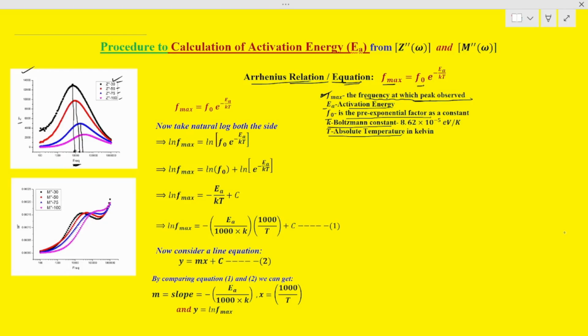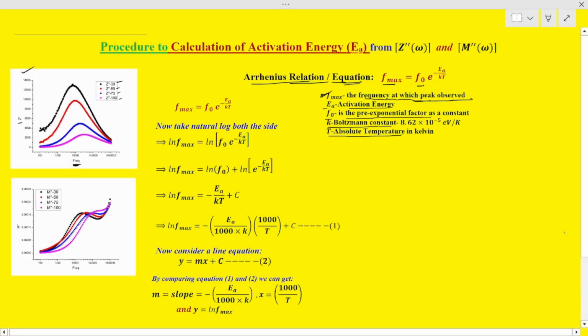Likewise, if we consider M double prime data, here we observe the peak. For this peak, this is the corresponding frequency. For the red one, this is the corresponding peak frequency somewhere over here. Now, how we are going to calculate using the Arrhenius relation, that we are going to discuss in this video in detail.